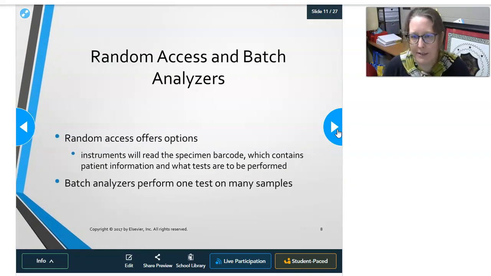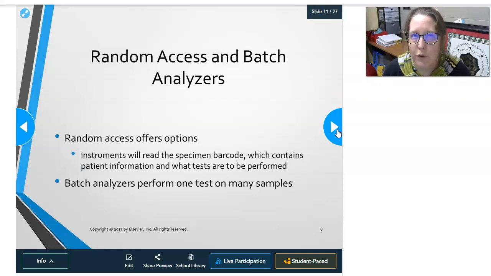So random access and batch analyzers. There's another couple of definitions you need to know. A random access offers options. The instruments usually read specimen barcodes, and the specimen barcode has patient information and what tests are to be performed, and it only will perform what is ordered, what it reads on the barcode. And so you can keep loading samples of all kinds of different tests, different specimens of different patients. As long as the analyzer is programmed to do it, it can read the barcode and do it. A lot of the discrete analyzers pretty much are random access, so that kind of goes in tandem.